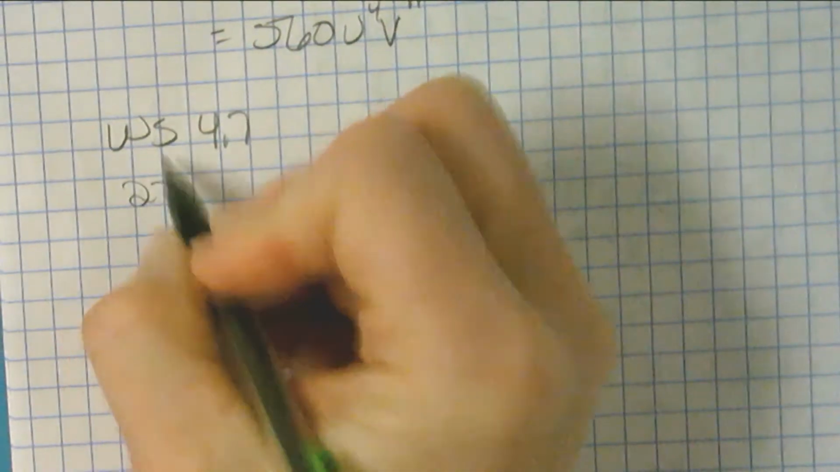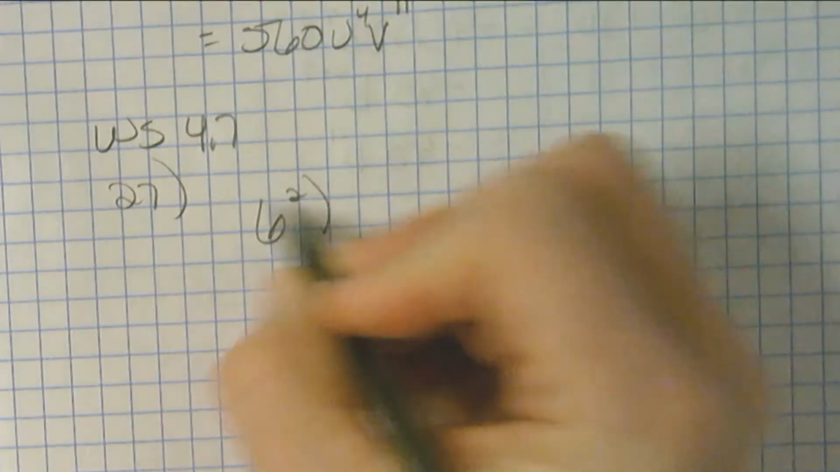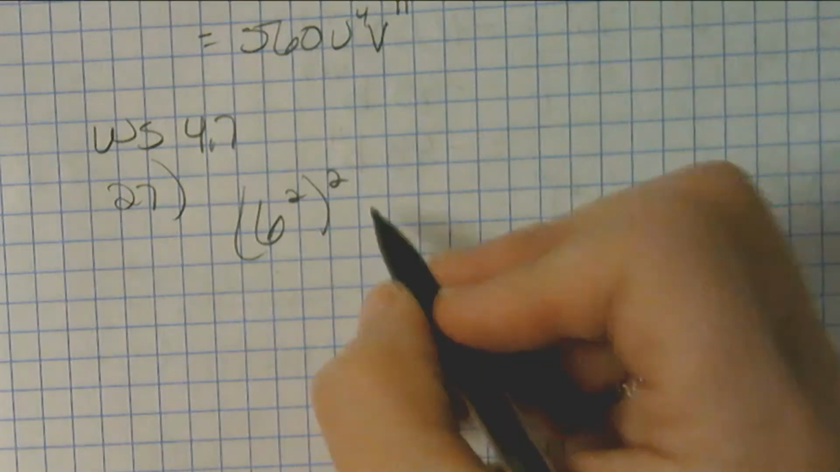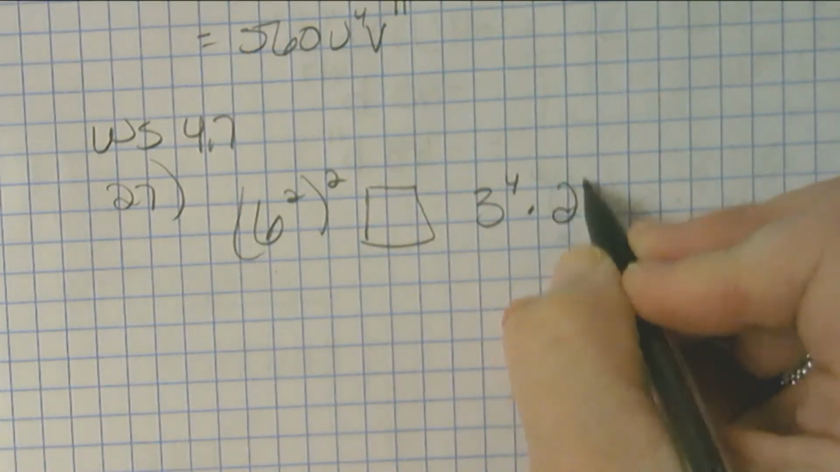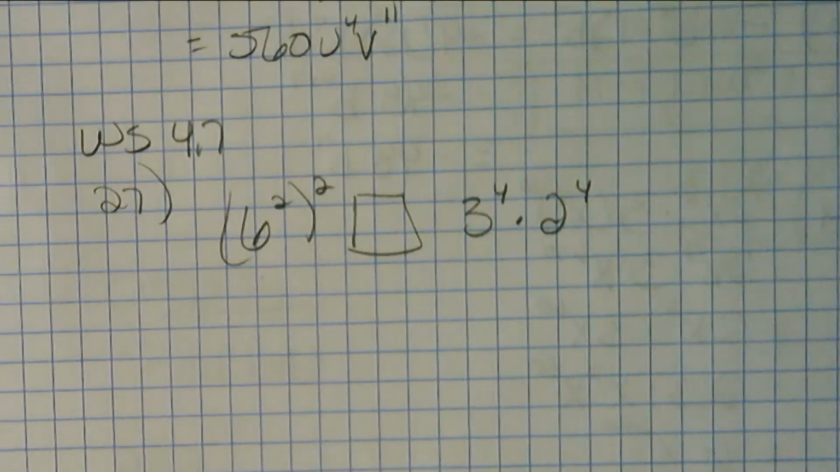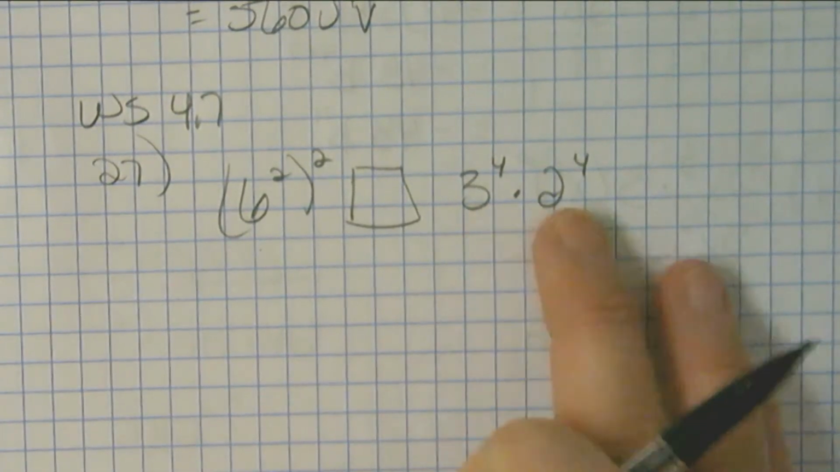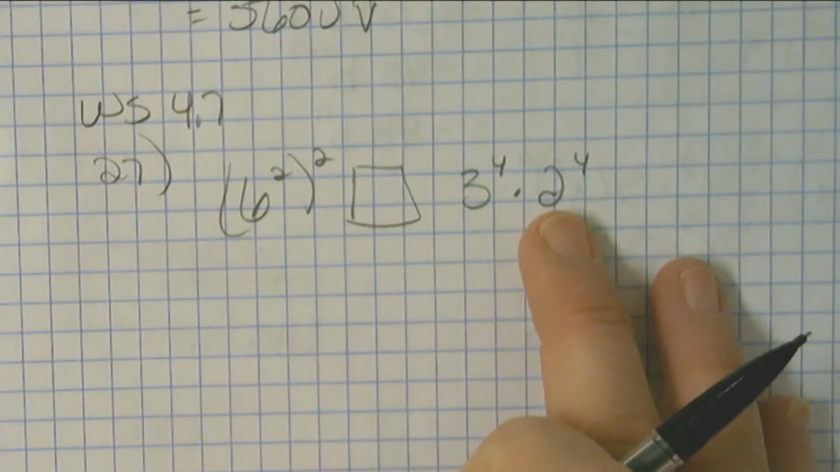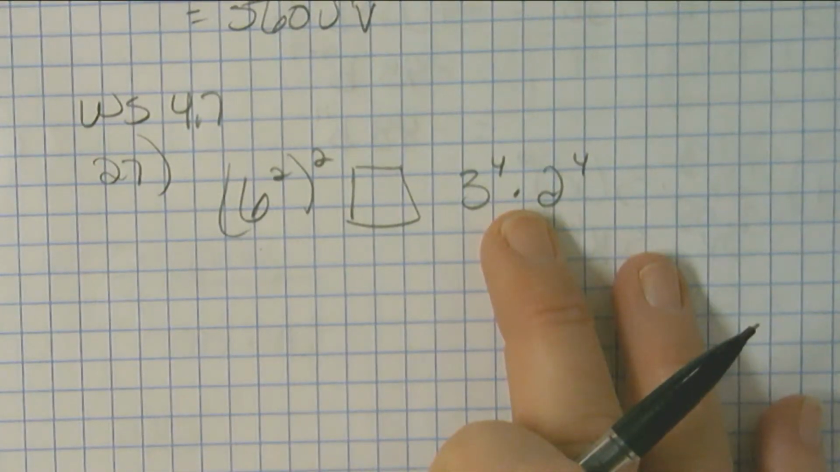Angela? 27? All right. So 27 had us look at 6 squared, all raised to the 2nd power. And I'm comparing that to 3 to the 4th times 2 to the 4th. All right. So I need to simplify each of these. The challenging thing about 27 is, on the right side, do these two terms that we're multiplying together have the same base? What do you guys think? No? Okay, they don't. So I cannot use my power rules here.